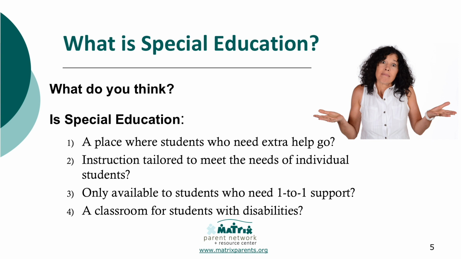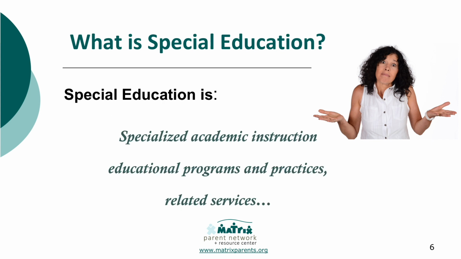And you have 4 choices: a place where students can go to get help, instruction tailored to meet the needs of individual students, only available to students who need one-to-one support, or a classroom for students with disabilities. What is special education? It's specialized academic instruction, educational programs and practices, related services.